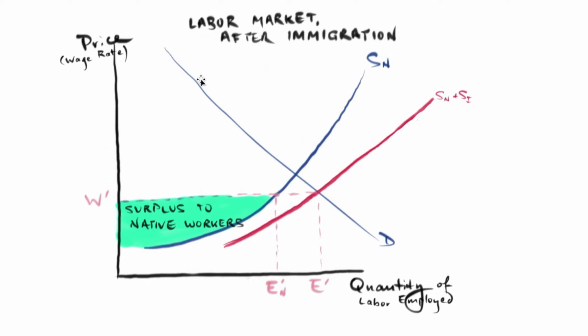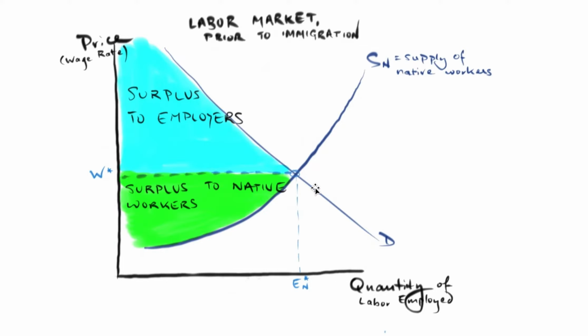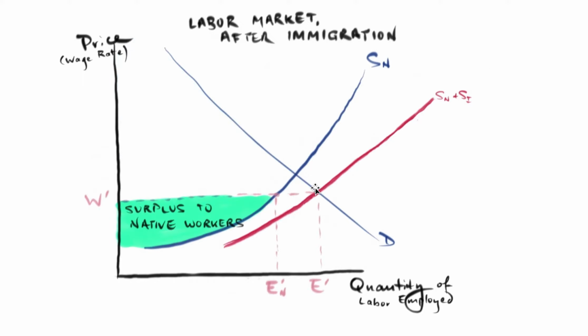And so even though I don't have this marked in a diagram, employers' surplus is everything above W prime to the demand curve as far out as E prime. So that has in fact increased from prior to immigration to after immigration. Employers profit from more labor and cheaper labor, but also consumers will benefit from labor.